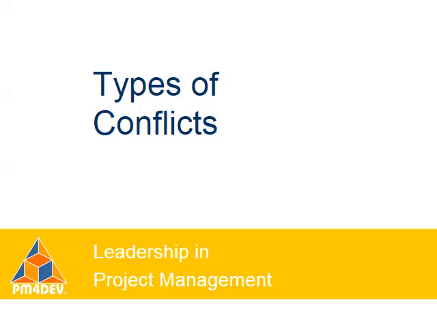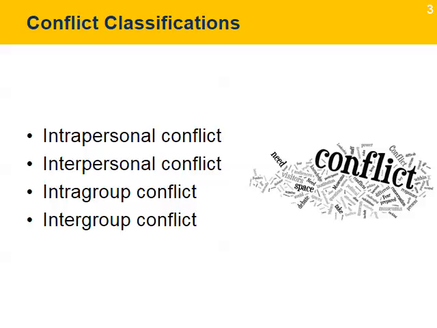Types of conflicts. Conflict can be classified into four types: intrapersonal, interpersonal, intragroup, and intergroup conflict. Conflict affecting project teams can occur in individuals, in teams, and between teams. Conflicts within work teams are often caused by struggles over control, status, and limited resources. Conflicts between teams in organizations have similar origins.